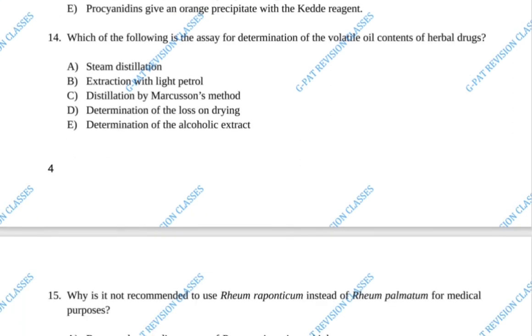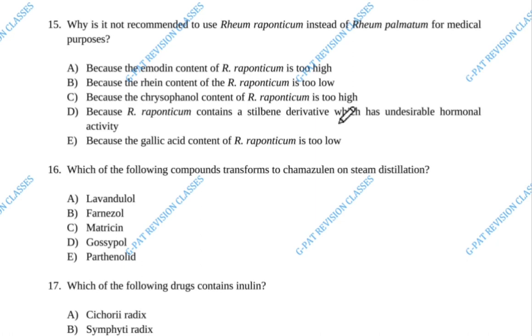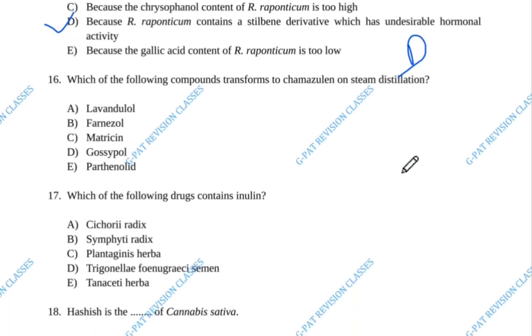Which of the following is the assay for determination of the volatile oil content of herbal drug? The answer is A. Steam distillation. Next is 15 question number. Why is it not recommended to use Rheum rhaponticum instead of Rheum palmatum for medical purpose? The answer is D. Because R. rhaponticum contains a stilbene derivative which has undesirable hormone activity.